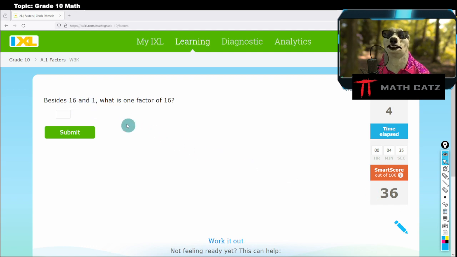Besides 16 and 1, what is another factor of 16? Well, I can split 16. Let's actually do a factor tree here just to practice and make this a little bit more than what this question perhaps is. I can write 16 as 4 times 4, really two numbers, but whichever one comes to mind. I can also do a 2 and an 8, whichever one you prefer.